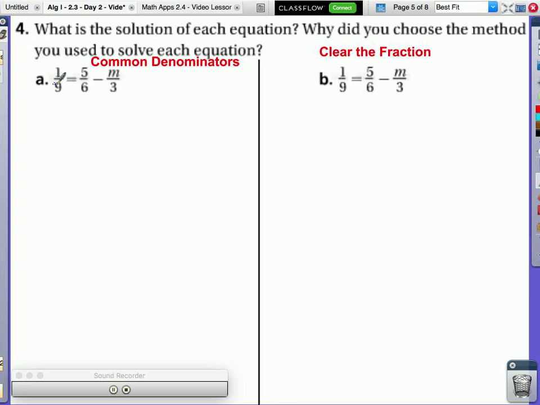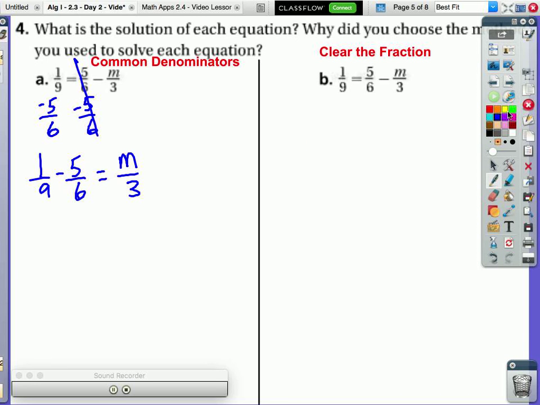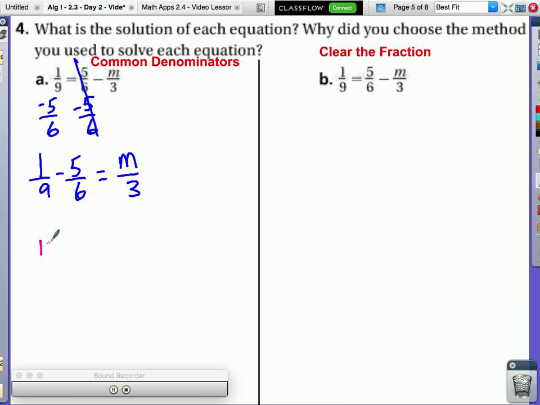Now this one, all right, so common denominators. 1/9 equals 5/6 minus m over 3. We have to move this 5/6 to the other side. All right, so we're just going to subtract 5/6 from each side. All right, over here it crosses out, so over here we have 1/9 minus 5/6 equals m over 3. So we need to get common denominators between 9 and 6. So that would be 18.